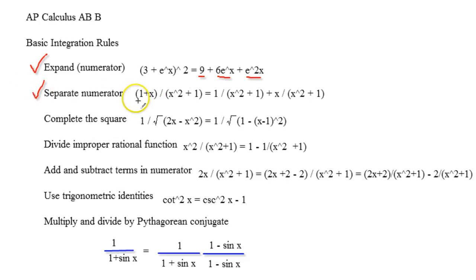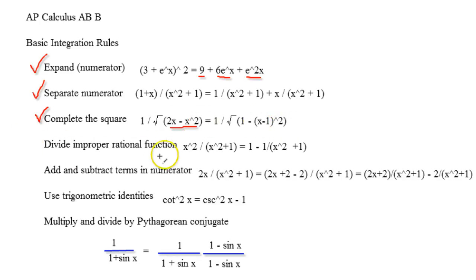Okay, another thing is to separate the numerator. In other words, if you have 1 plus x on top and x squared plus 1 on the bottom, it might be easier to separate the numerators. Okay, you also might need to complete the square. We've actually dealt with a couple problems where if you have a square root inside, you might be able to complete the square and just work this out. Okay, so that's kind of helpful too.